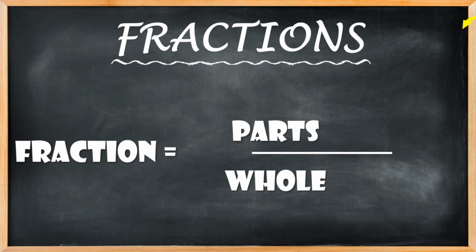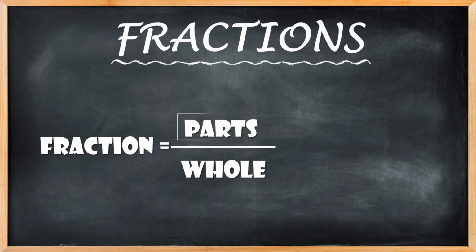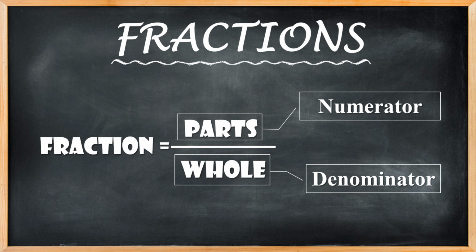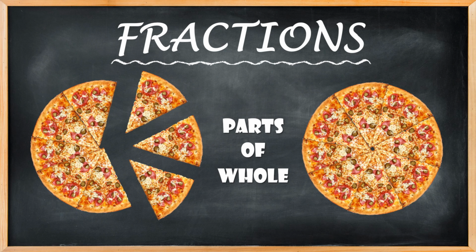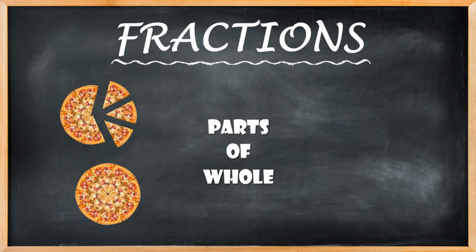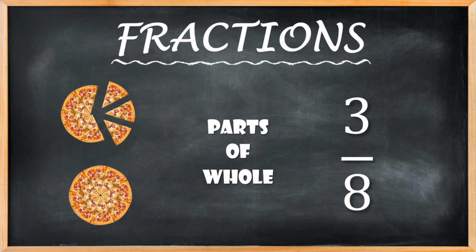A fraction consists of 2 parts, the numerator and the denominator. The numerator is the number of parts you have, and the denominator is the total number of parts in the whole. In our pizza example, if you eat 3 out of 8 slices, the fraction is 3/8, written as a fraction.